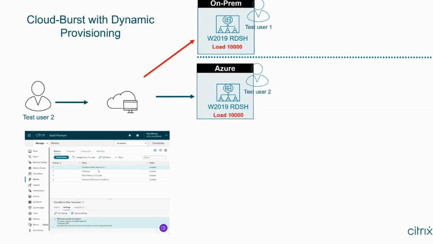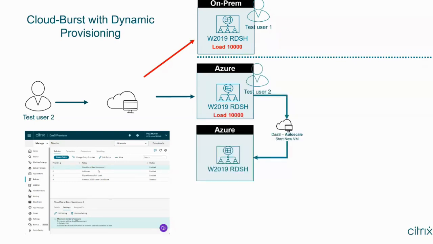It's going to say, I don't have any on-prem resources, so it's going to connect it to an Azure-based virtual machine. Process carries on. Again, it's set to 10,000, so it's fully loaded. Third user logs on. They're going to need to connect to a new machine. Autoscale, like I said, starts new virtual machines in Azure, based on what we saw a few minutes ago. So the third user connects to a different virtual machine.